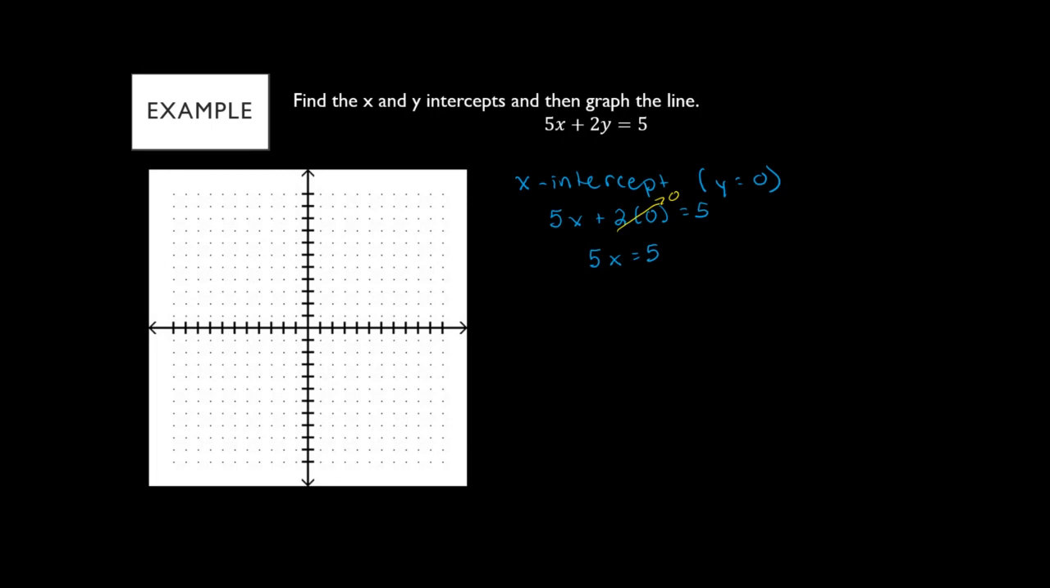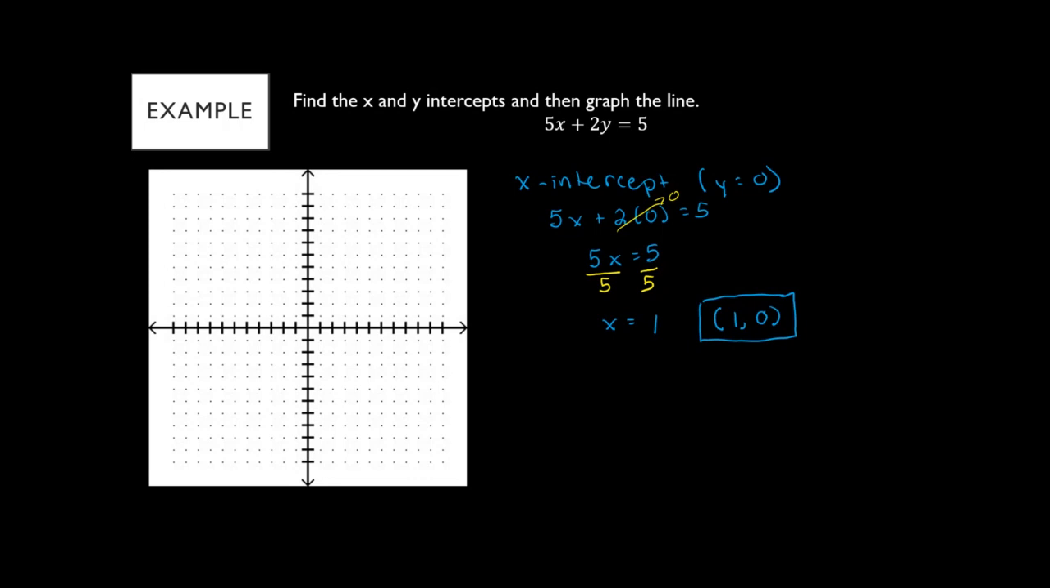So then we're going to solve for x by dividing both sides by 5. And we get x equals 1. So 5 divided by 5 is 1. So our x-intercept is at 1, 0.